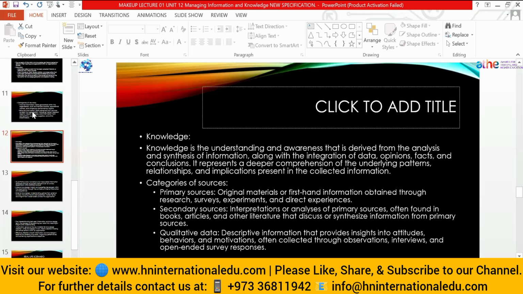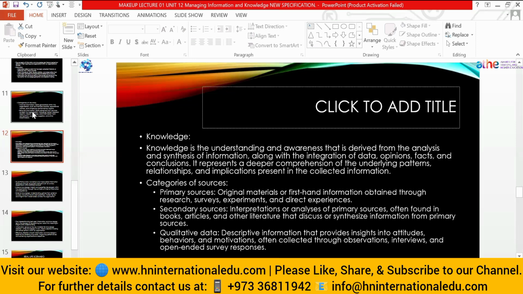Whereas secondary sources are interpretations or analyses of information from the primary sources, often found in books, articles, and other literature that discuss or synthesize information from the primary sources. When authors write a book, do you think they have a proper sense of it? They only have information, they are observing, and they do the writing, and then they're able to put it in a book, and we get it, and then we are able to have knowledge of that specific course or thing. Like different novels, sometimes they're quite nice.